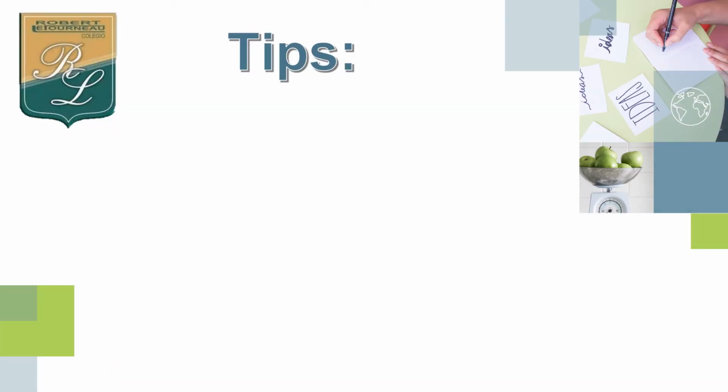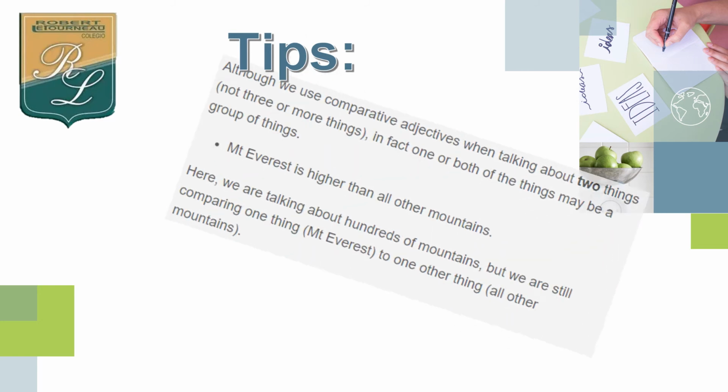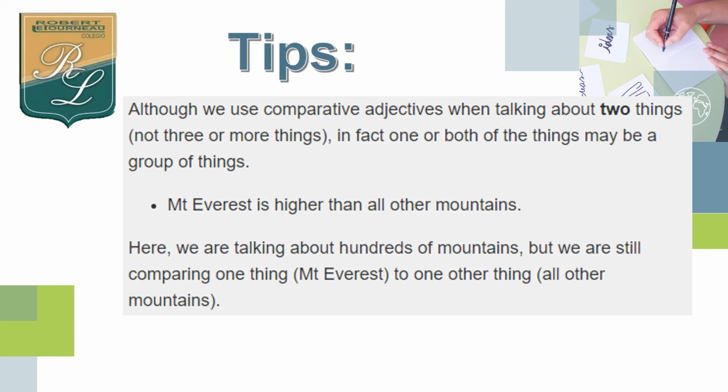Now let me give you some extra tips. I have explained that when we use comparative adjectives, we compare two things, not three or more than that. In fact, one or both of the things may be a group of things. For example, Mount Everest is higher than all other mountains. In this case, I am talking about hundreds or maybe all the mountains in the world, but I am comparing those mountains with Everest. So what I'm saying is that Mount Everest is higher than all other mountains.